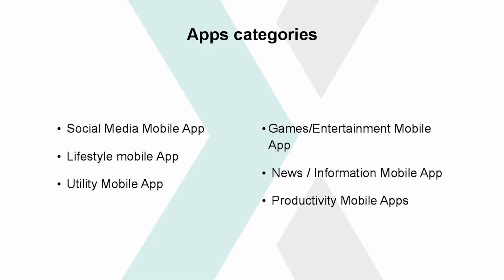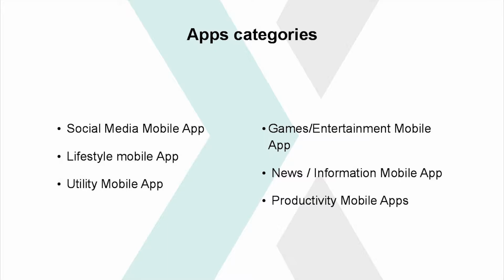The next one is games and entertainment mobile apps. That's mostly games, and actually that's it. From the technical point of view, we need direct access to the CPU and GPU of our device. That's really important because we need to have good performance of our apps.